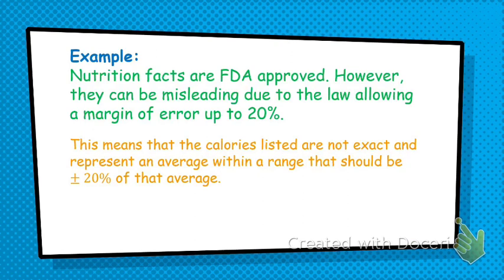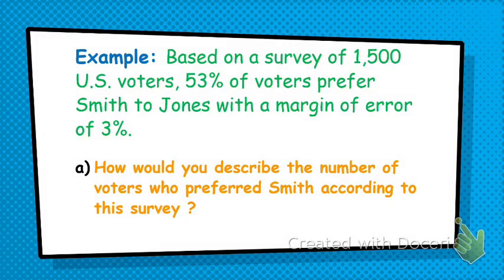This means that the calories listed are not exact and represent an average within a range that should be plus or minus that average. All right, so here we have an example involving political stuff based on a survey of 1,500 U.S. voters. 53% of voters prefer Smith to Jones with a margin of error of 3%. How would you describe the number of voters who prefer Smith according to this survey?